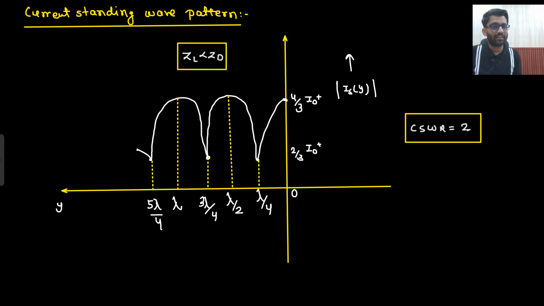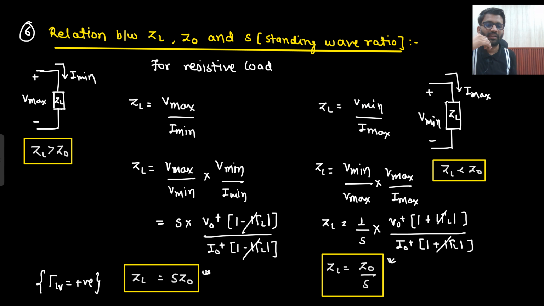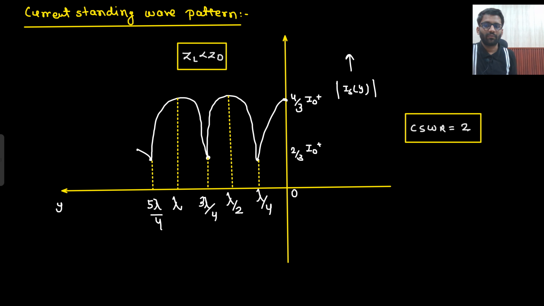But if you remember the formula, this concept gets very complex. Okay, but it is not complex. We have seen it in a good manner. So we will write down the summary of the previous two cases. What were the previous two cases? ZL greater than Z naught and ZL less than Z naught.